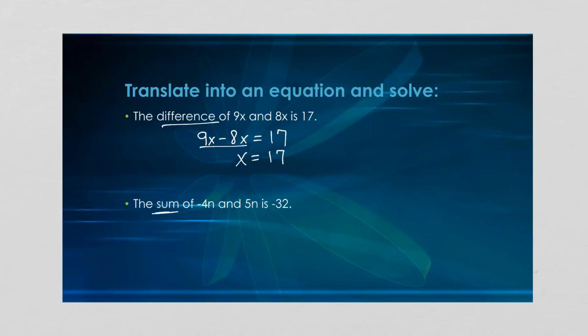Sum means addition. So this is negative right here. It's hard to see, but there is a negative in front of that 4n. So we've got the sum of negative 4n. Is means equals. I'm going to combine these like terms, and I get 1n or just n. And there you go. We're done.